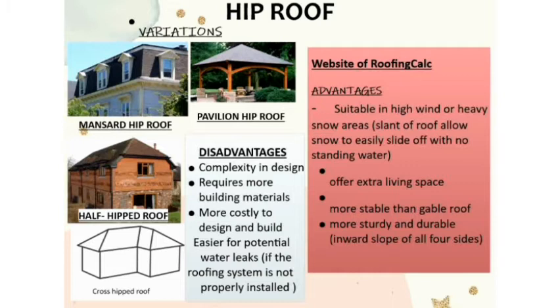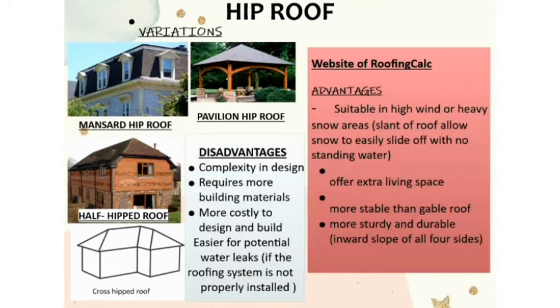There are advantages and disadvantages of the hip roof. The advantages of the hip roof are that it is more stable than a gable roof. The inward slope of all four sides is what makes it more sturdy and durable. Hip roofs are excellent for both high wind and snowy areas. The slant of the roof allows snow to easily slide off with no standing water. A hip roof can offer extra living space when a dormer is added to it.